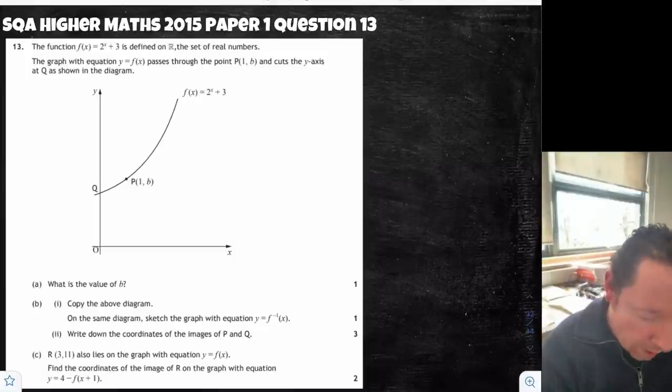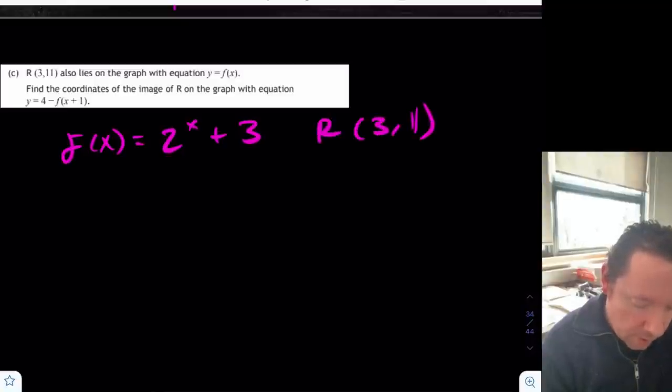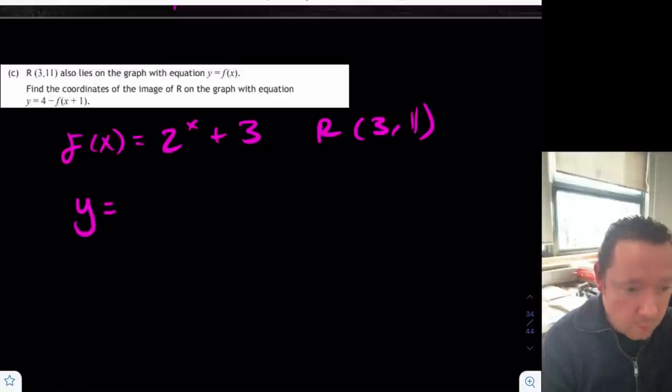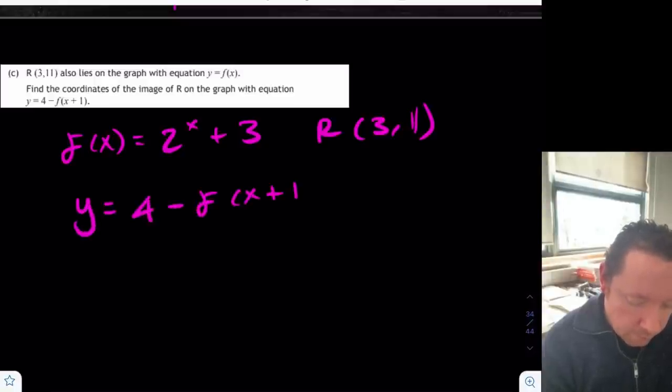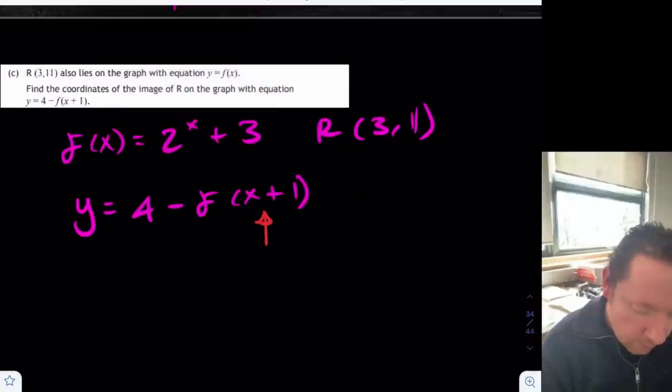So writing down f of x again, f of x, remember, was 2 to the power of x plus 3. And we know that the R lies on this, which is 3, 11. So our new equation is y equals 4 minus f of x plus 1. So what does that mean? Well, let's just take a few notes. The plus 1 in here means we move left by 1.